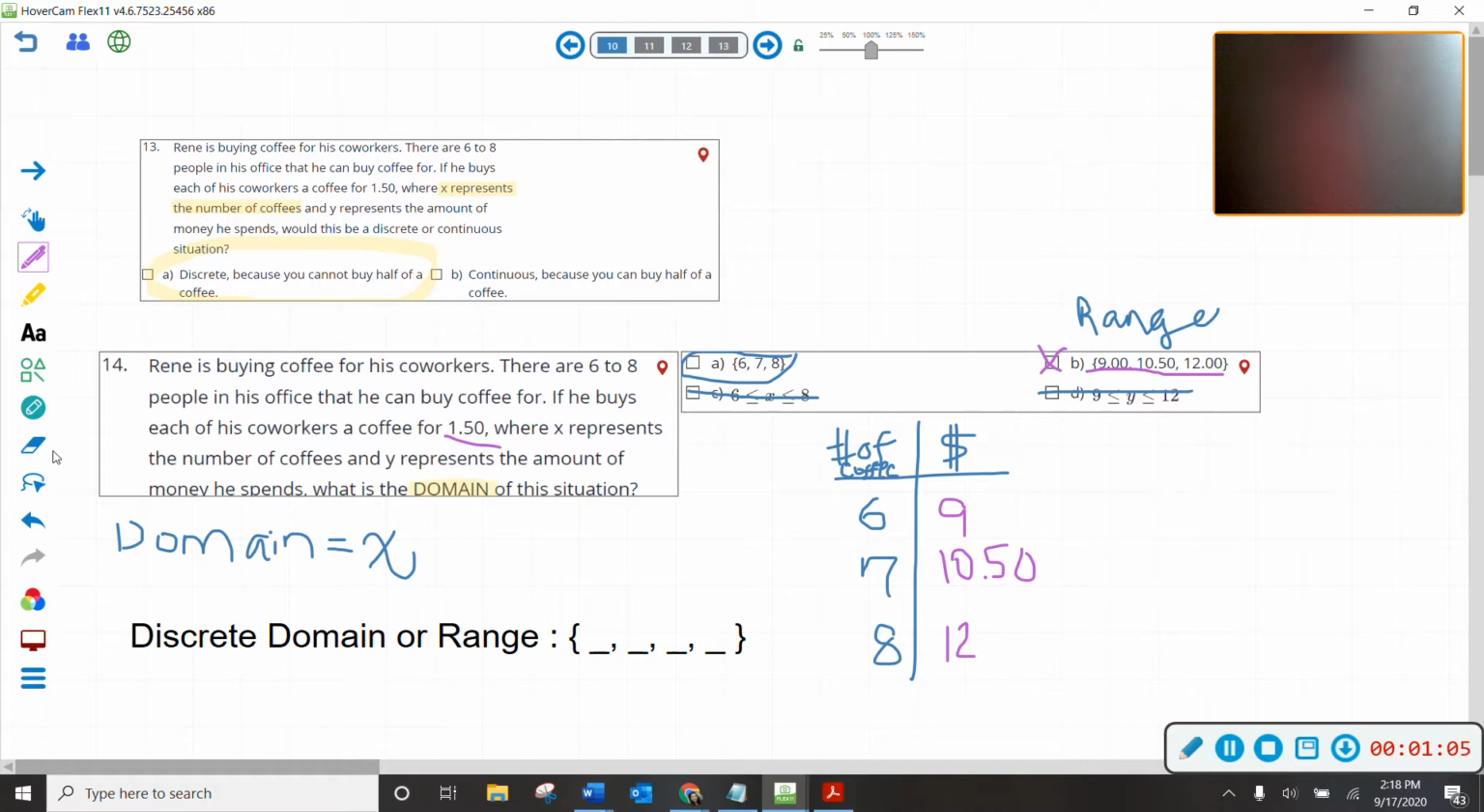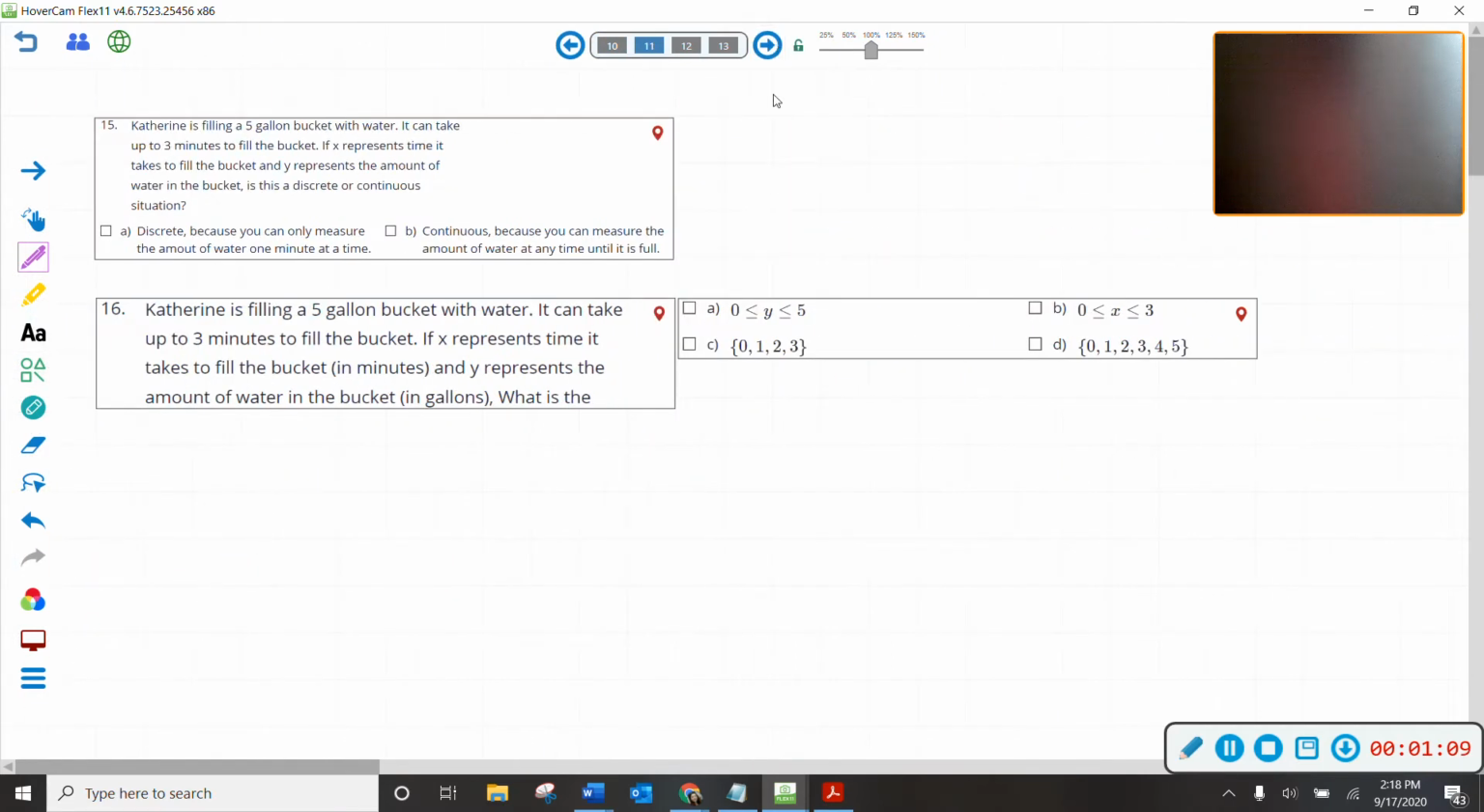Okay, let's go ahead and continue to our next problem. Now, Catherine. Catherine is filling a 5-gallon bucket with water. It can take up to 3 minutes to fill the bucket. If X is representing the time it takes to fill up the bucket and Y is representing the amount of water in the bucket, we're asking continuous or discrete.